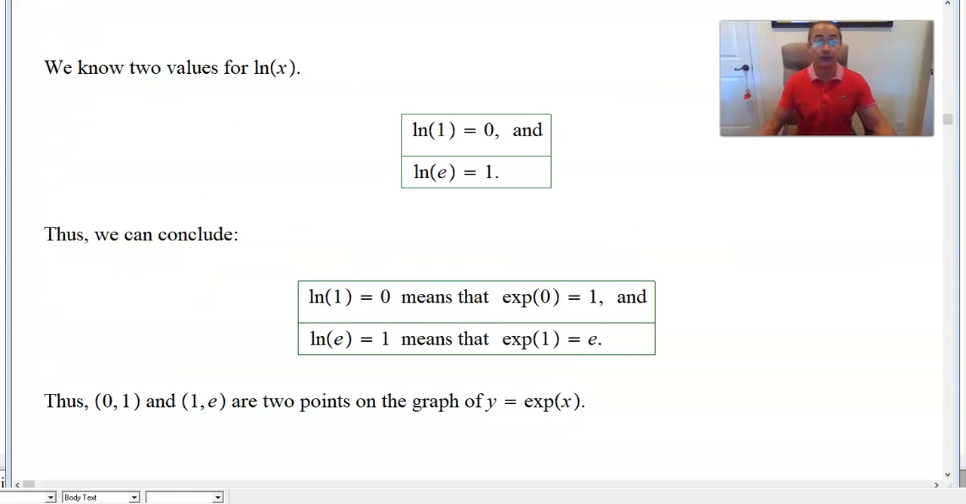Okay, we also saw 2 points in our original function. We said that ln of 1 is 0 and ln of e is 1. So, again, exchanging the roles of x and y, we can conclude that the exponential of 0 is 1 and that the exponential of 1 is e. So we also found 2 points in the graph of our inverse function, (0, 1) and (1, e). And we are now going to do a little bit of calculus.